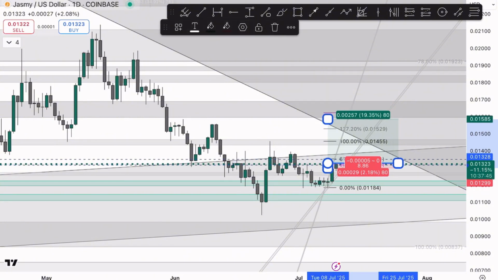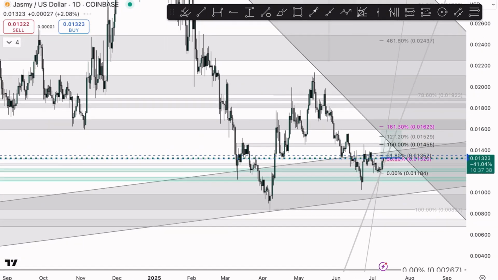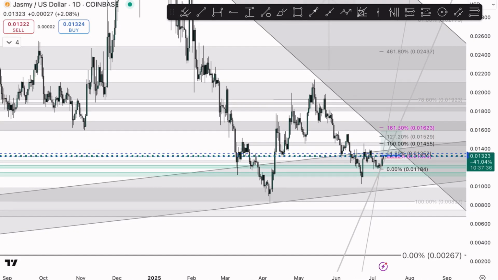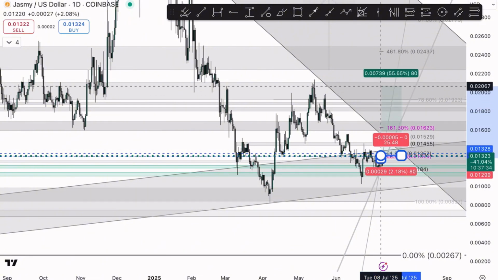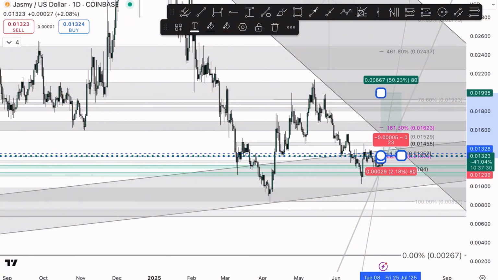So the next major resistance is 19%, right? If it were to go back to the previous high, you're looking at about 50%, right? So still two very good options. So that's what I'm doing right now. So I'm not in any trade.